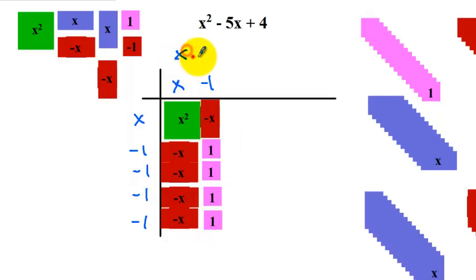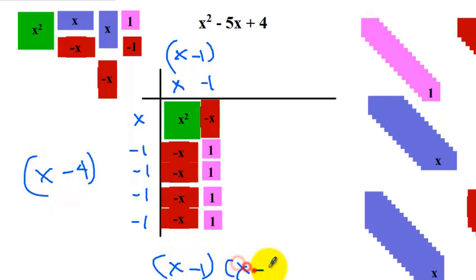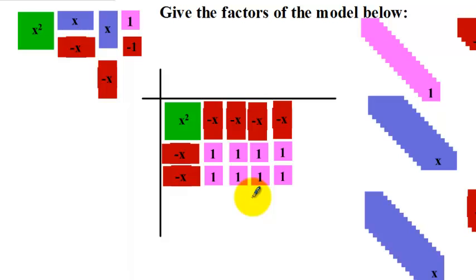I have x minus 1 and then x, 1, 2, 3, 4, x minus 4. So I will have x minus 1, x minus 4.